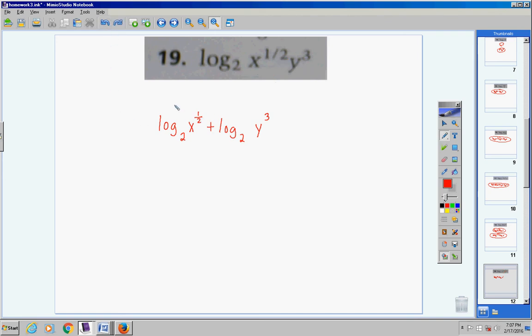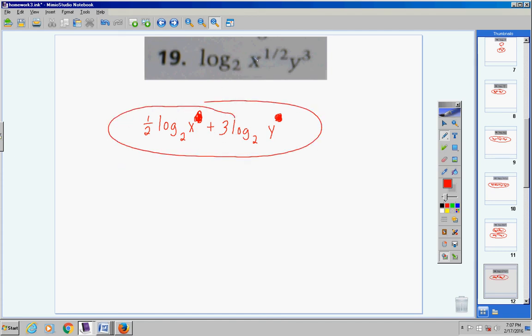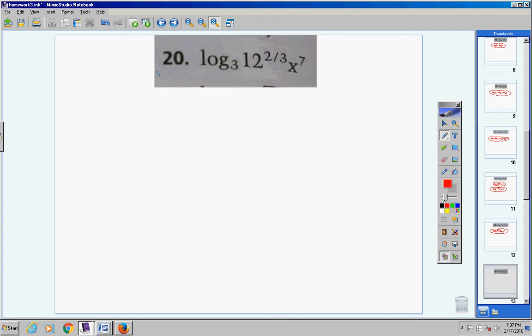Now bring this 1/2 to the left. I'll just cross it off, be a little sloppy here. Put a 1/2 here, and then get a little space here. Cross off this 3 right here, and it would go right here. Let me check the answer key to make sure I've not missed anything, and that is correct. We have taken this and expanded it into two logarithms. Number 21. Same thing again.